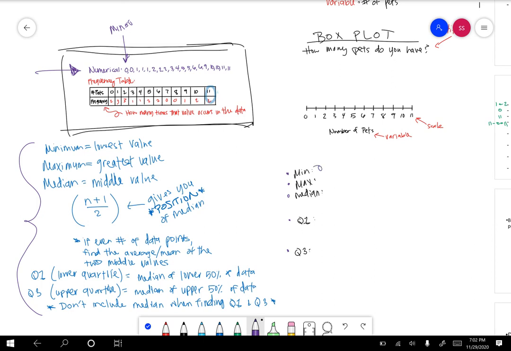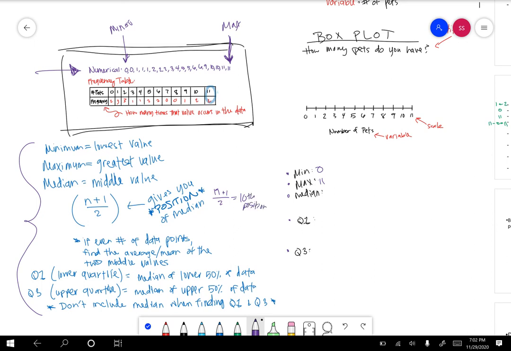So I'm going to put 0 over here. Okay, our maximum, that's your greatest value. So if we look at our raw data here, the biggest number is 11. So our maximum for this data set is 11. The median, again, is the middle value. And as we saw before, we know our n is 19. So we did 19 plus 1 divided by 2, which gave us 10. And again, that's the 10th position.